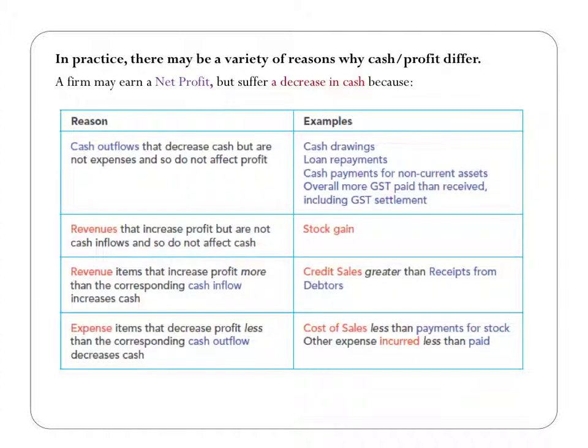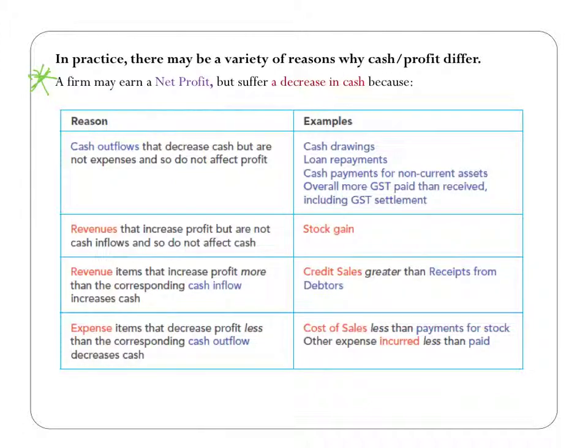All right, so let's have a look at the scenario that a firm may earn a net profit but suffer a decrease in cash because of the following reasons. And for each reason we're going to talk about a corresponding example. So, cash outflows. First reason, cash outflows that decrease cash but are not expenses and so do not affect profit.